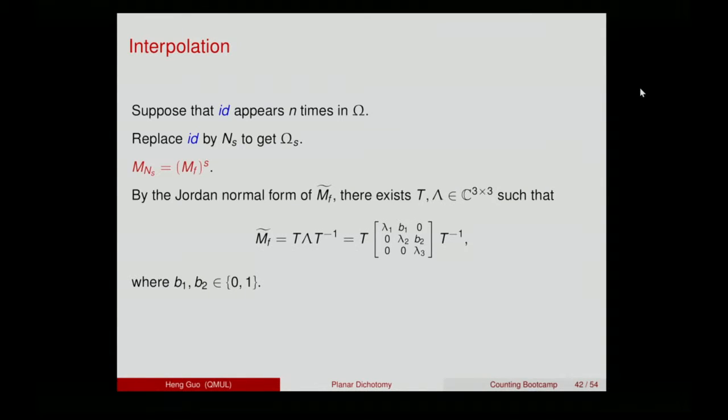So when we have this matrix power, we just do the Jordan normal form, and this, in general, will have something like this, with some eigenvalues lambda 1, lambda 2, lambda 3, and possibly 1 or 0 for b1, b2. Here we will consider a case where all three eigenvalues are equal and both b1 and b2 are 1.